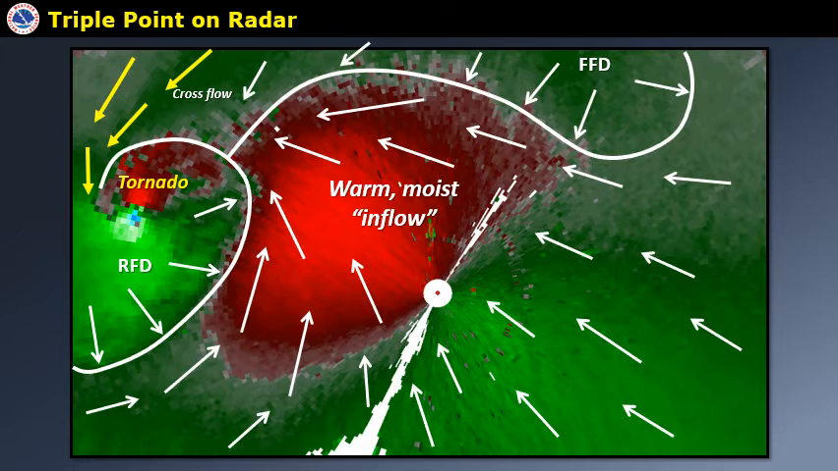And remember that RFD gust front will separate the cooler and sometimes drier air associated with the RFD from the warmer and more moist air associated with the inflow region. Now, if we pan back to the top of the screen, we see a modest area of inbounds likely associated with the precipitation-cooled air of the forward flank downdraft butting up against the warm, moist inflow air.